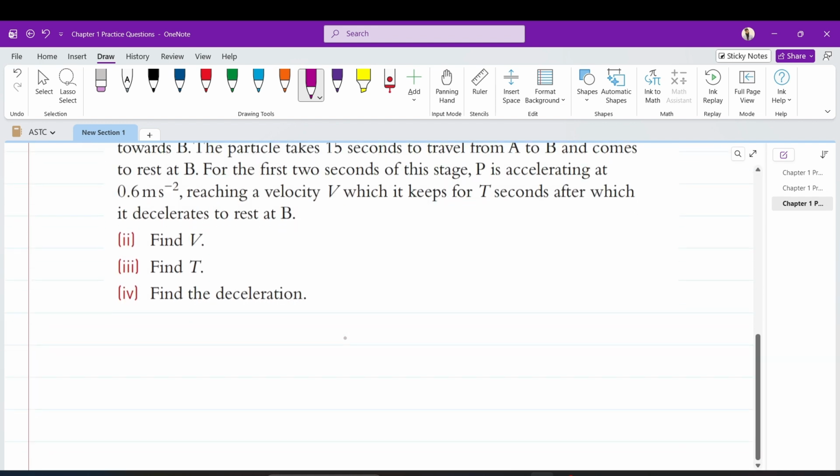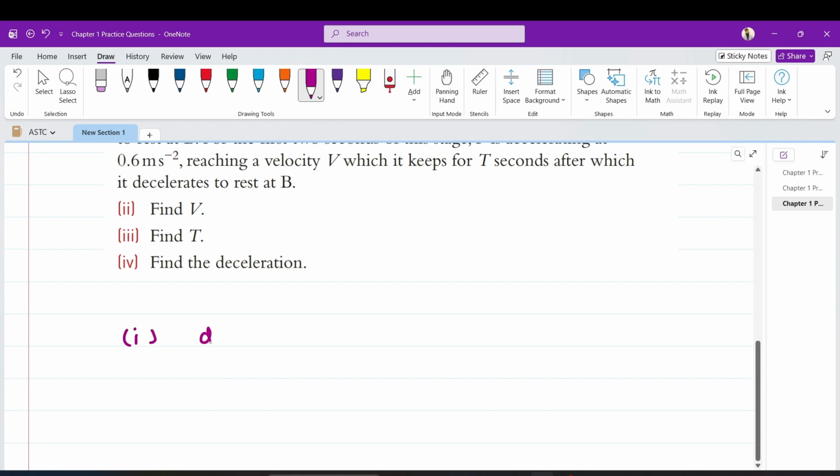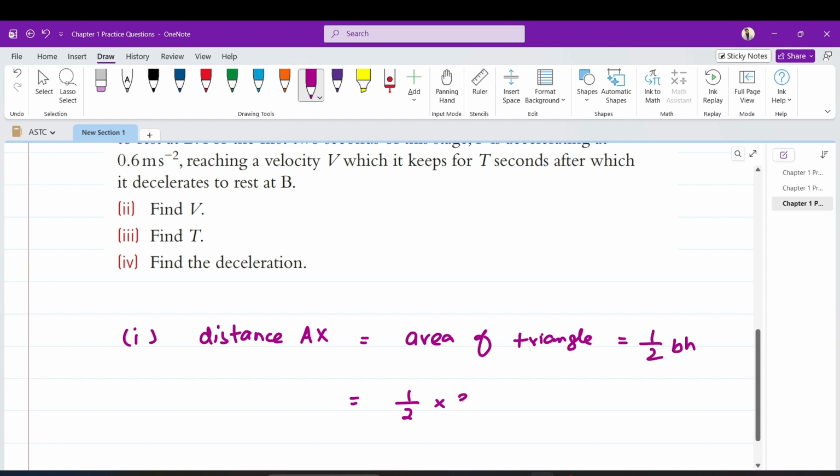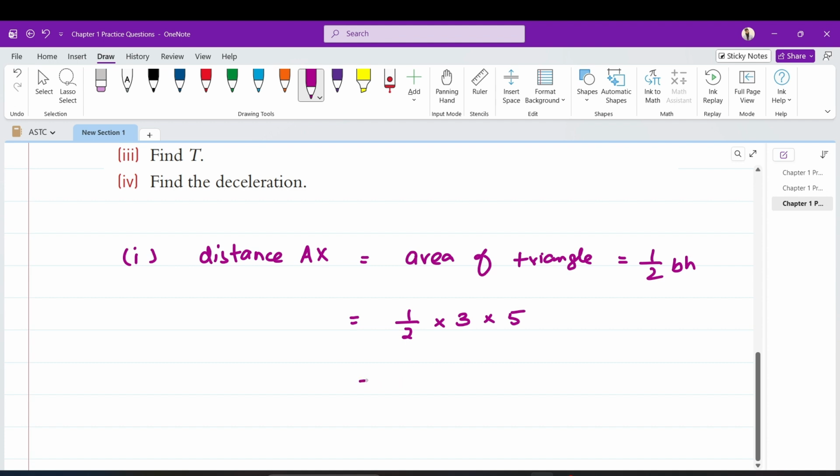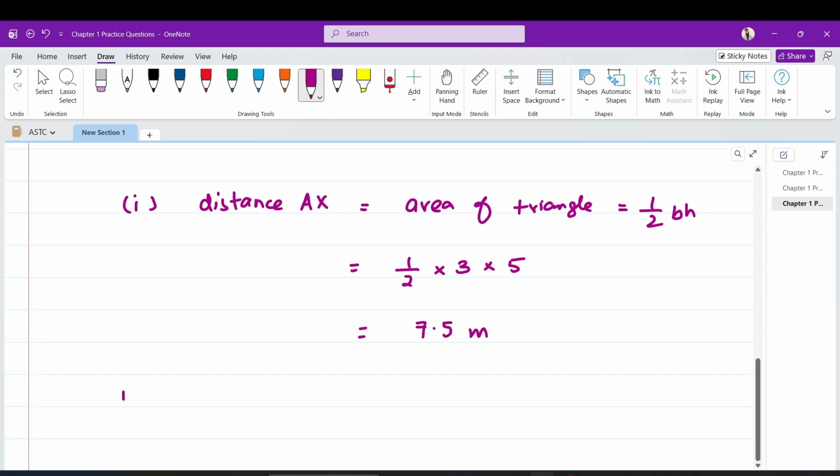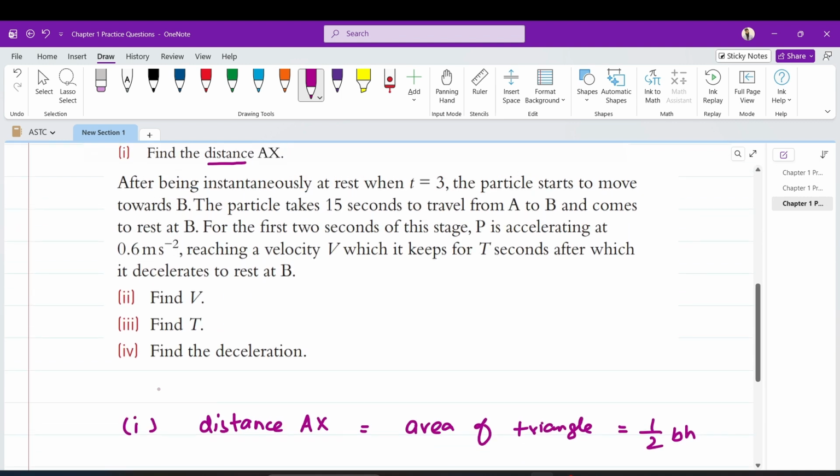So therefore we will say that distance AX equals area of triangle, which is half into base into height. So that will be half into 3 into 5. So 3 times 5 is 15. 15 upon 2 will give us 7.5 meters. So that is the first part of the question. Let's move to the second part of the question.